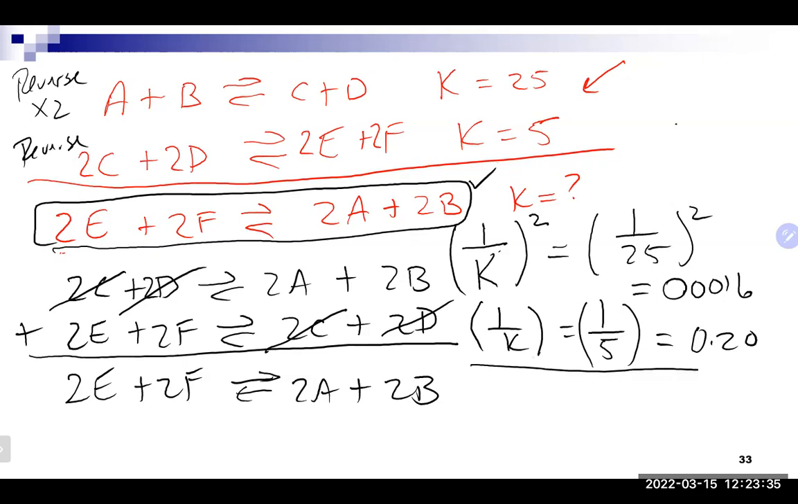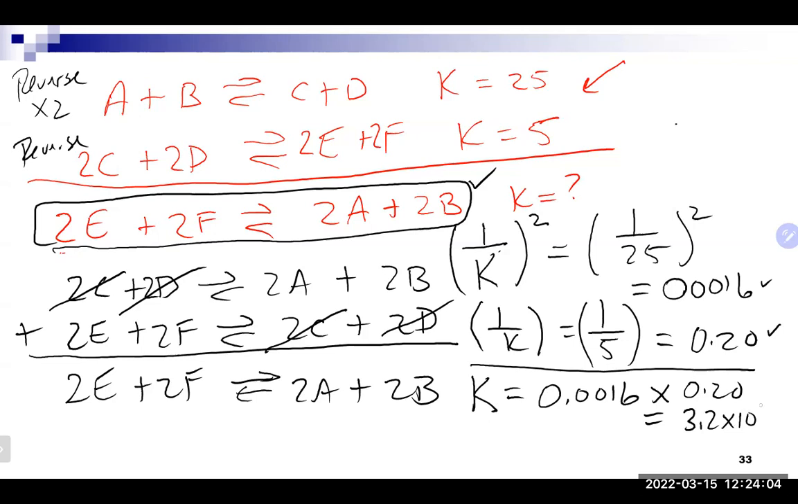At this point, to get this K, we do have to multiply them. Not adding, we multiply them here, which would be 0.0016 times 0.2, and we'll call it like 3.2 times 10 to the minus 4, it looks like.